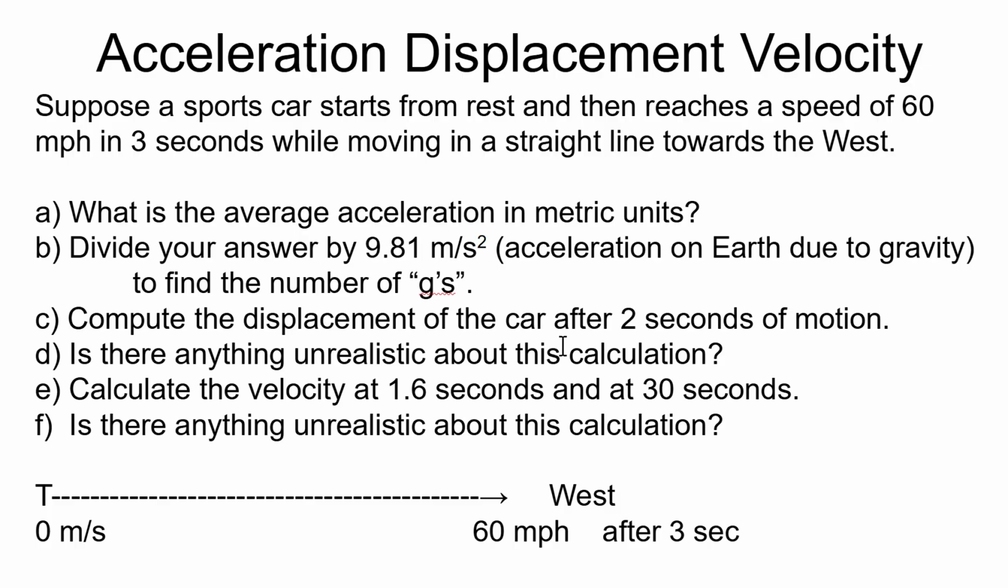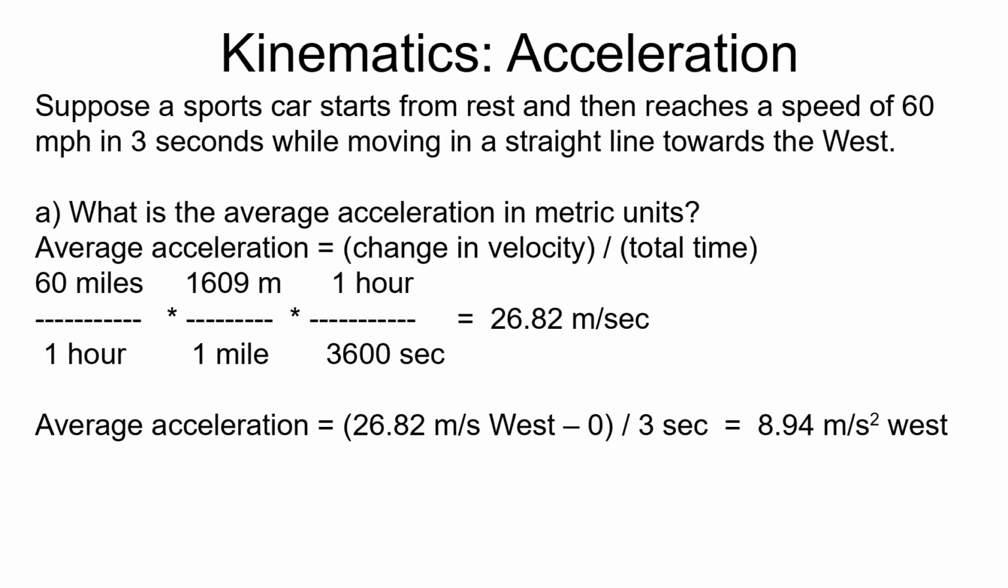So it is good to make a little sketch, a little drawing of the situation. Just a simple one here on the bottom, headed towards the west, reached 60 miles an hour after 3 seconds. So what's our average acceleration? Well, average acceleration is the change in the velocity divided by the total time required to make that change. This is a situation over a time period, so we're getting an average number. It's not instantaneous acceleration. It's not the acceleration at one instant of time. It's an average because we're dividing by some span of time.